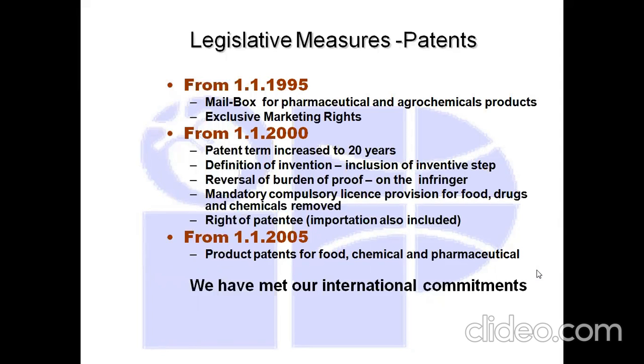These are the measures of patent form 1, 1/1/1995. This is only for the pharmaceutical industry, only for pharmaceutical and agrochemical products, right? And exclusive marketing rights. Also, after that, form 1 in 2000, the patent term increased from 10 years to 20 years. Before that, it was only for 10 years. Now it is increased to 20 years, right?